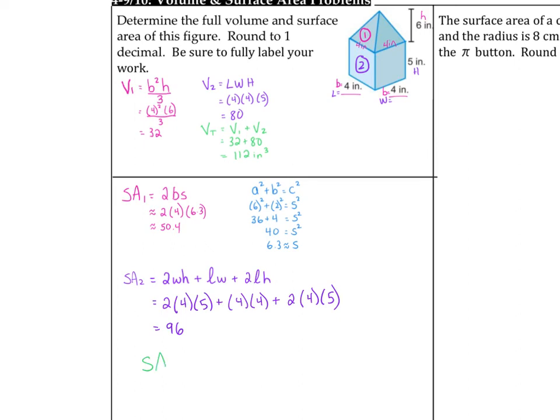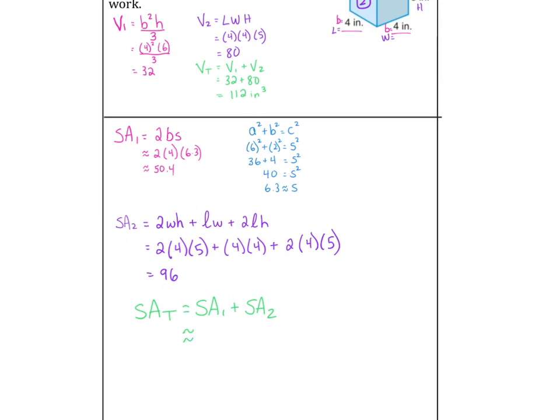And the surface area total is the surface area of the first shape plus the surface area of the second shape. And because the first shape was rounded, you need to use approximate signs. And that's approximately equal to 50.4 plus 96. And that is approximately equal to 146.4, and the units are inches squared.